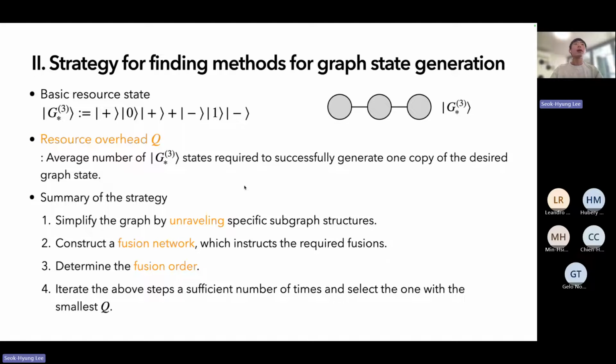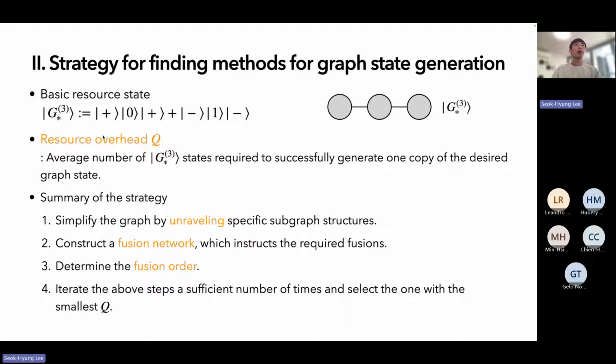Yeah, and so the basic resource state of our strategy is this 3-qubit star graph state, which can be written mathematically like this, and graphically looks like this. These kinds of resource states are the basic building blocks of this analysis. So our goal is to generate an arbitrary graph state by combining these 3-star graph states.